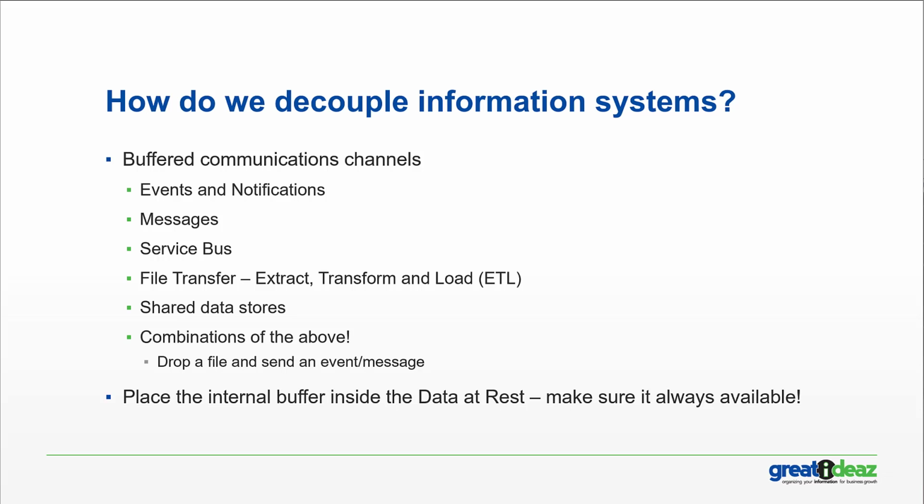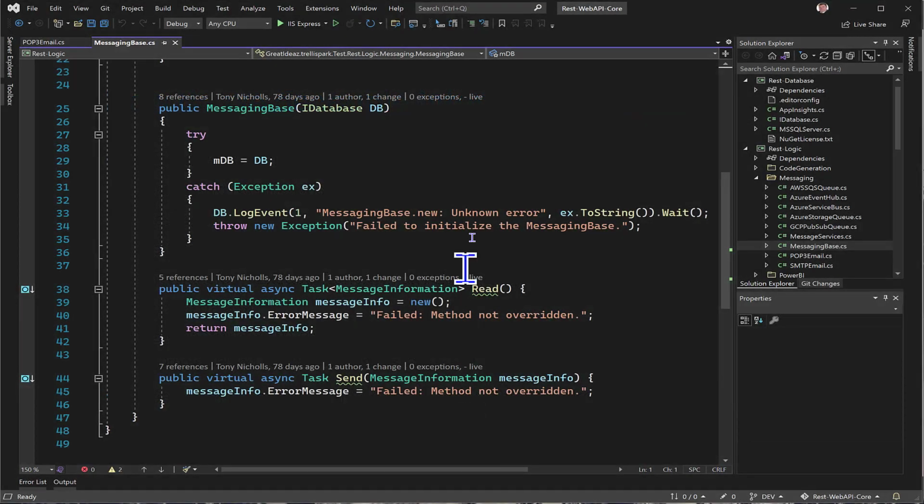So for example, if I've got to send a really big file, I might put that file into cloud storage and then send an event or a message to the recipient to say, hey, look, there is now a new copy of the file that you want that's in the shared storage. So let's have a look at what that might look like if we were executing this in code.